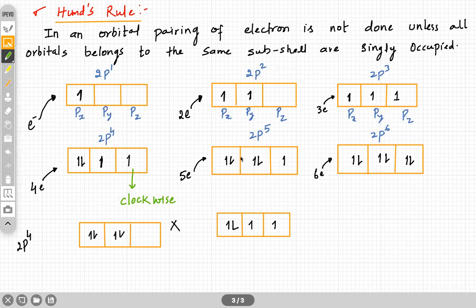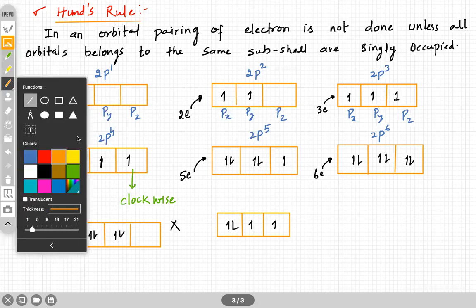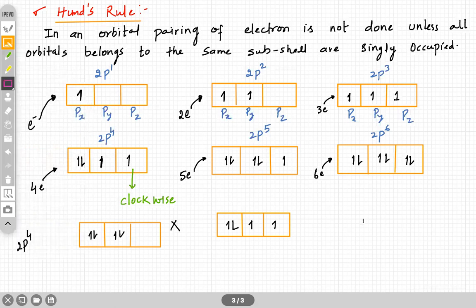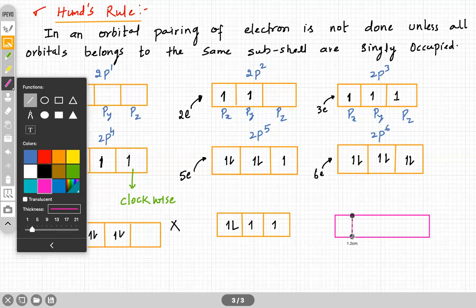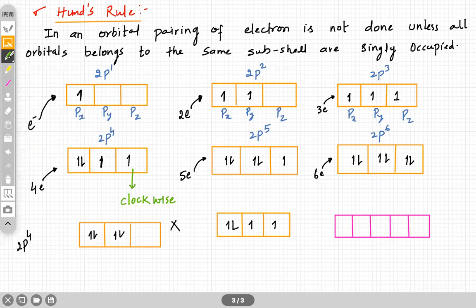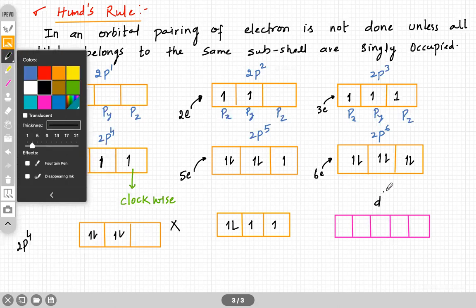That is what Hund's rule means. If you have, suppose, a D7 configuration, I'm assuming a configuration here. This is 1, 2, 3, 4, and 5. The configuration is D7. So D7 is what? All the orbitals will be singly occupied first. So 1, 2, 3, 4, 5, 6, 7. This is the D7 configuration. Clear? No doubt. Okay, this is Hund's rule.